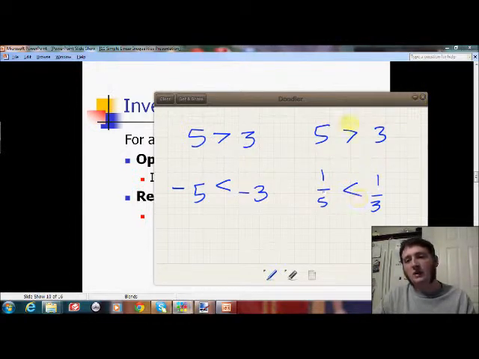We won't use the reciprocal one nearly as much as we'll use the opposites one, but I thought it would make more sense if I showed you that in both cases, an inverse, either opposites or reciprocals, actually reverses the inequality symbol.